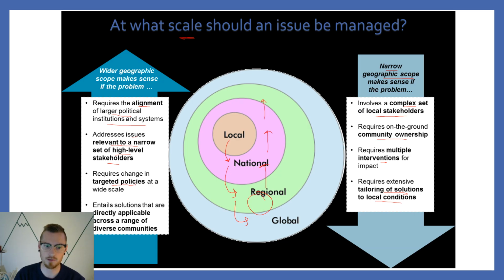It probably needs targeted policies that are going to be able to be targeted over a much wider geographical area, and whatever solutions are used need to apply to a range of diverse communities. Okay, so just two different ways to think about how we manage issues on an increasingly larger scale.